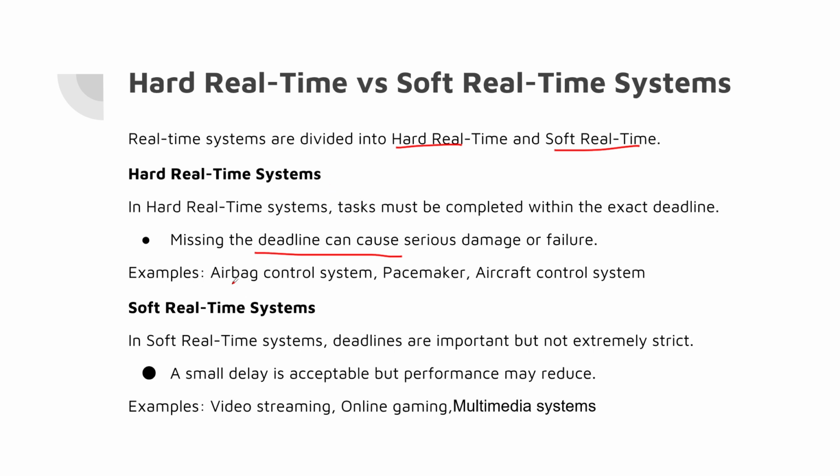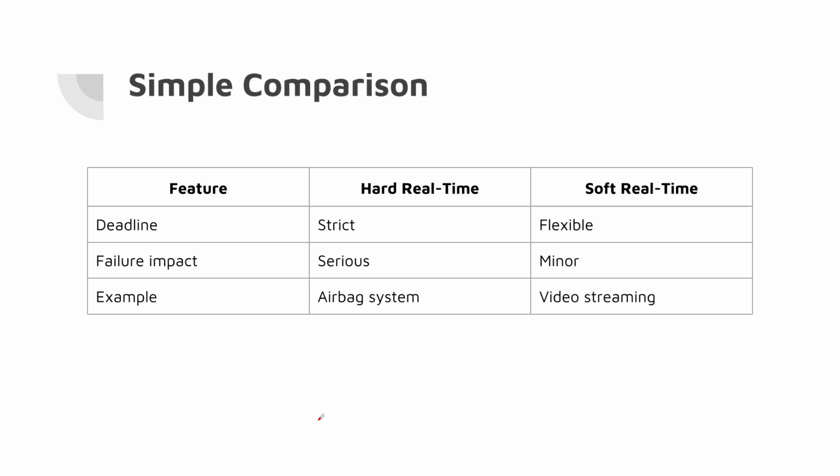Hard real-time system examples are the airbag control system, pacemaker, and aircraft control systems. In a soft real-time system, we can take online streaming. For example, I am seeing a video, but my network is slow, so it is streaming for some milliseconds or some seconds, and I can wait till it loads the video. So those things come under the soft real-time systems.